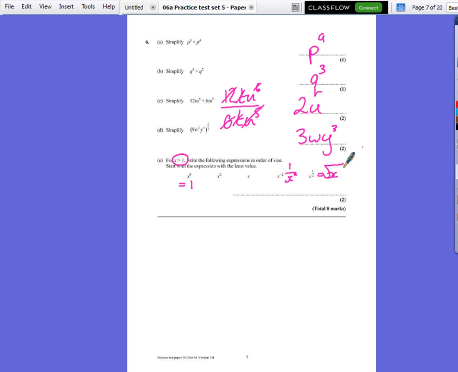So if we put those in order, the smallest will be x to the minus 2, because that'll be less than 1. Then we'll have x to the power 0, because that will be 1. Then we'll have x to the power of a half, because the square root of a number greater than 1 is always smaller than the number itself. Then we'll have the number itself, and then we'll have x squared, because that will always be bigger than x.